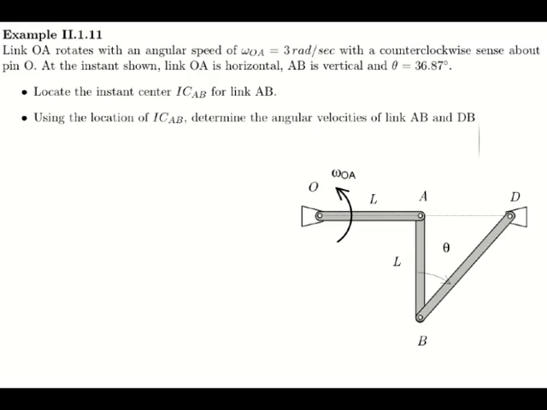So let's look at what we know. Link OA is pinned to ground at O. OA is rotating in a counterclockwise sense. And since OA is rotating about O, we can say that the velocity of the other end must be perpendicular to the line connecting O and A, because O is effectively the instant center for OA. So we know both the magnitude and the direction for the velocity for A.